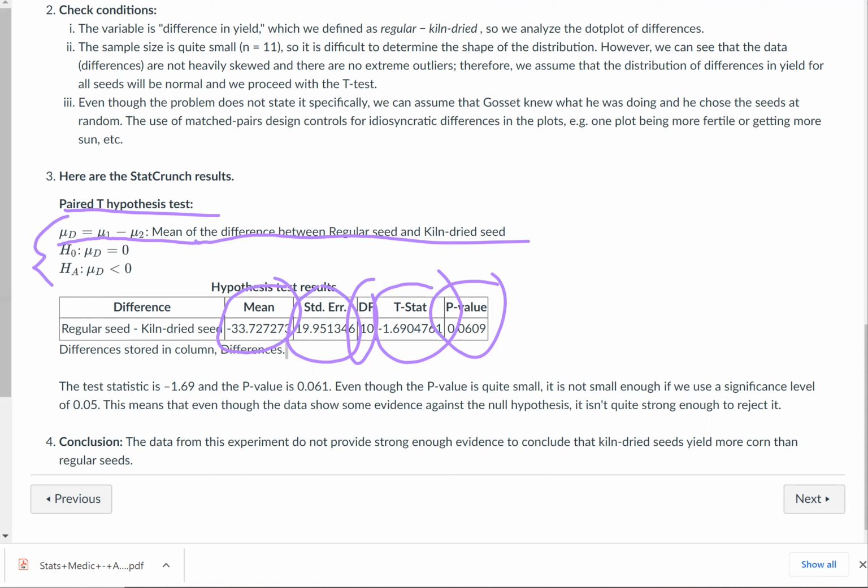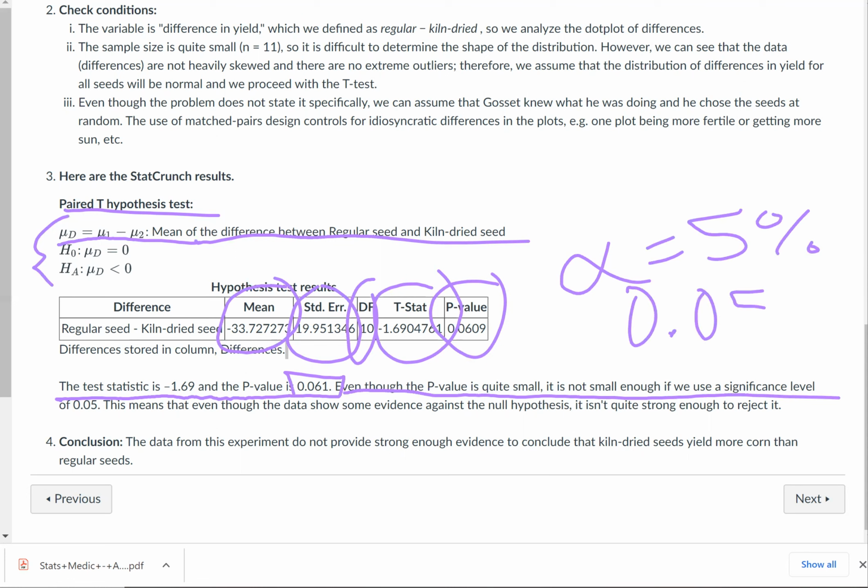So the test statistic is negative 1.69 and the p-value is 0.061, basically, if you round it. The p-value is small, but it's not small enough if we use a significance level alpha equals 5%, because 5% in decimal form is 0.05. This is not smaller than this. So I don't have enough data to reject the null hypothesis, or don't have a strong enough conclusion. The data from this experiment does not provide strong enough evidence to conclude that the kiln dried seeds yield more than the regular seeds, unfortunately.